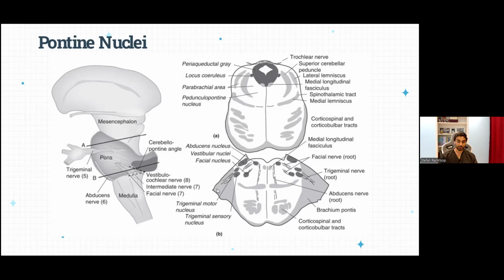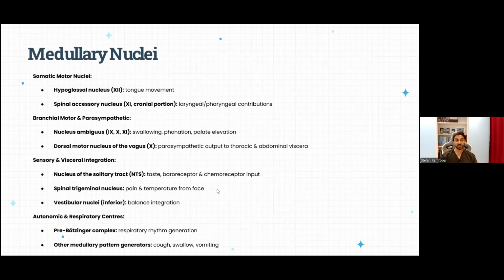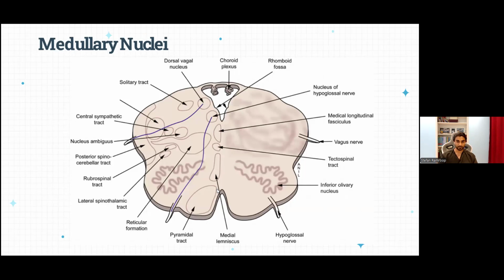Other important pontine structures include your pontine nuclei and your transverse pontocerebellar fibers, which form the communication bridge between the cortex and the cerebellum, which is why pontine lesions can often present with contralateral ataxia even when cerebellar nuclei are spared. Next, we move on to the medullary nuclei, which involve your somatic motor nuclei, your branchial motor and parasympathetic, sensory and visceral integration, as well as important autonomic and respiratory centers, which you can see here, most of them here.